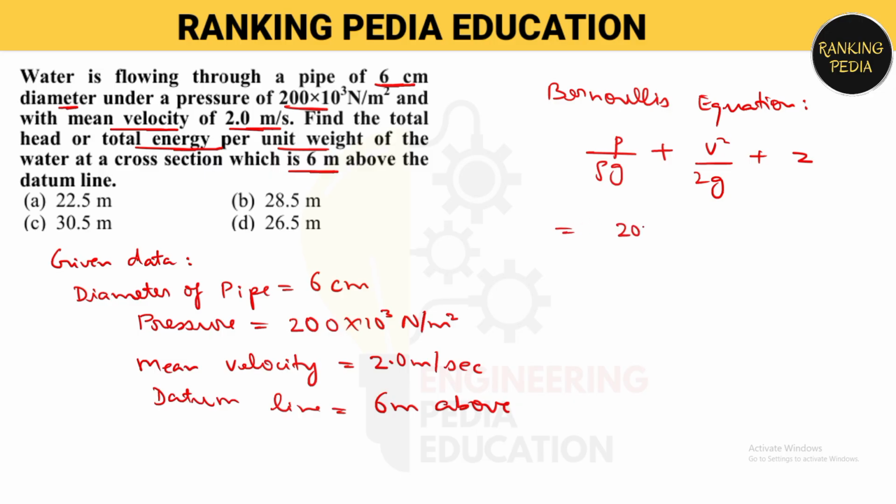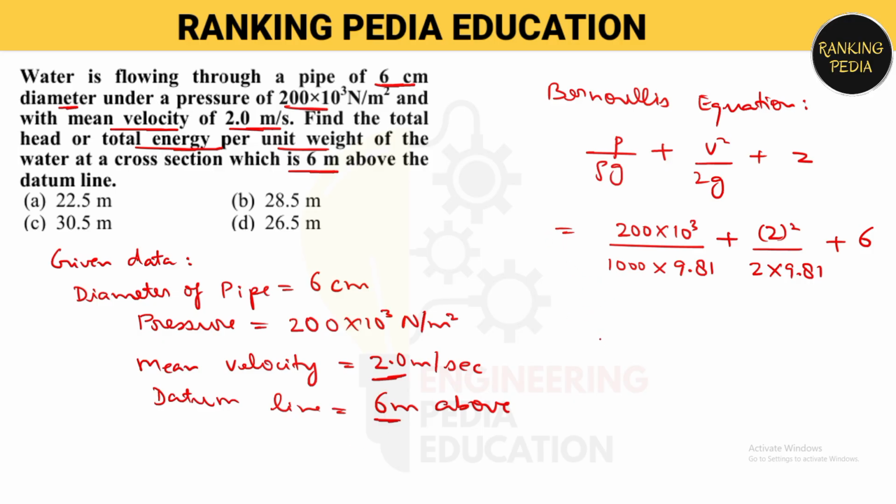P is 200 × 10^3 upon ρg. ρ is 1000, g we can take as 9.81, plus v² upon 2 × 9.81 plus z. Z is given, which is 4, so the datum line mentioned here is 6.